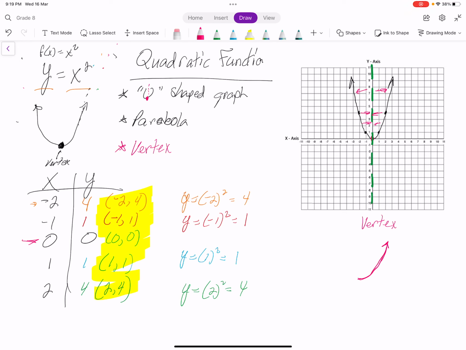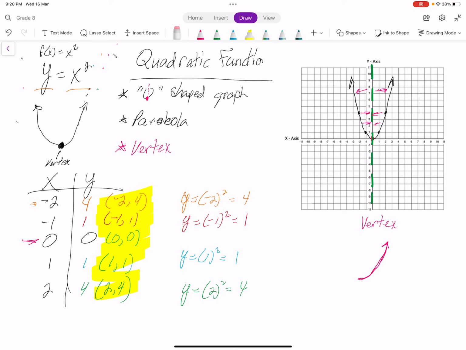All right, you're going to find when we do the absolute value, it is almost identical. It's almost the same thing. It's just not a U-shape, it's a V-shape instead. So now let's go ahead and go over our absolute value. But this is what you need to know for your quadratic.